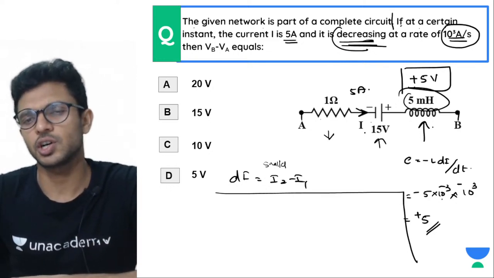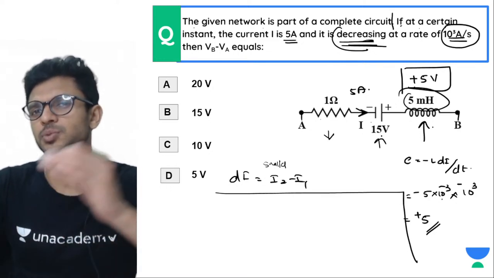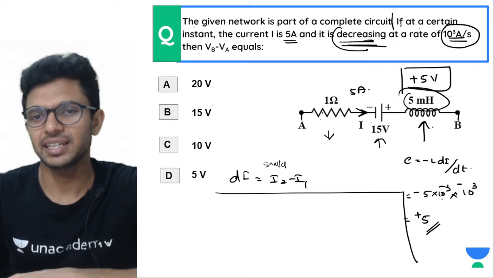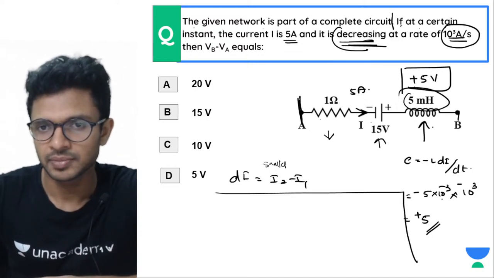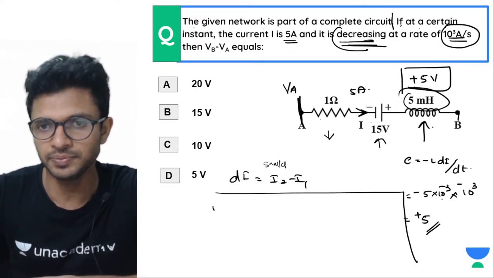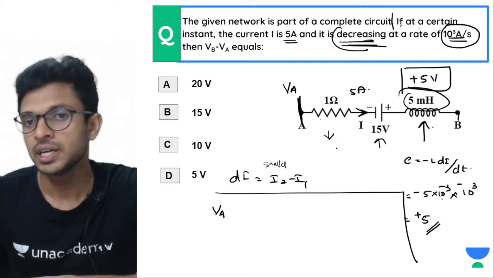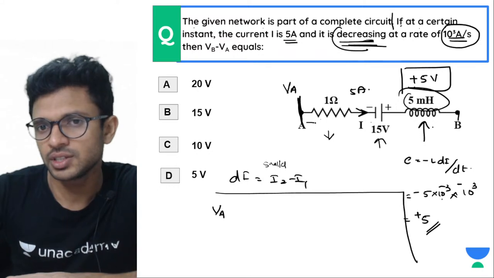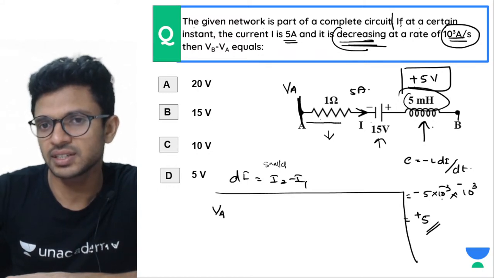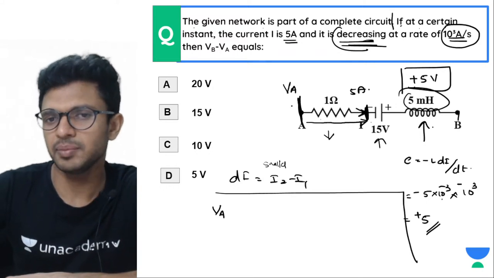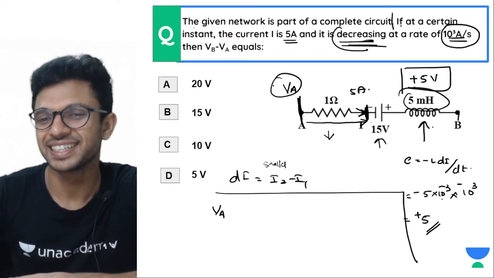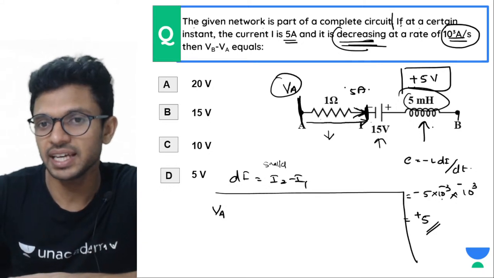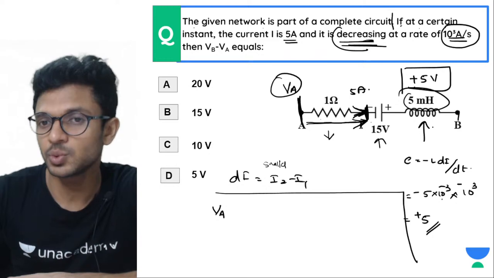Now let's apply the Kirchhoff loop rule and find the potential difference between point A and B. Let's start from point A and mark the potential here as VA. I'm moving along the circuit. Now you come across a resistor, pass it and reach this point. What will happen to the potential VA if you are traveling along the direction of the current? The current is towards right, and you are also traveling towards right.